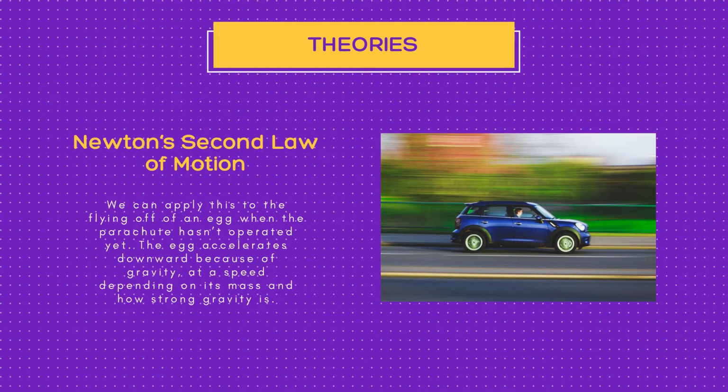The next is Newton's second law of motion. We can apply this to the flying off of an egg when the parachute hasn't operated yet. The egg accelerates downward because of gravity at a speed depending on its mass and how strong gravity is.